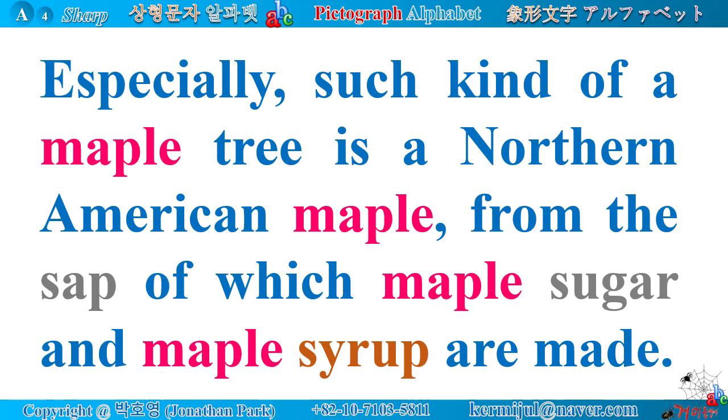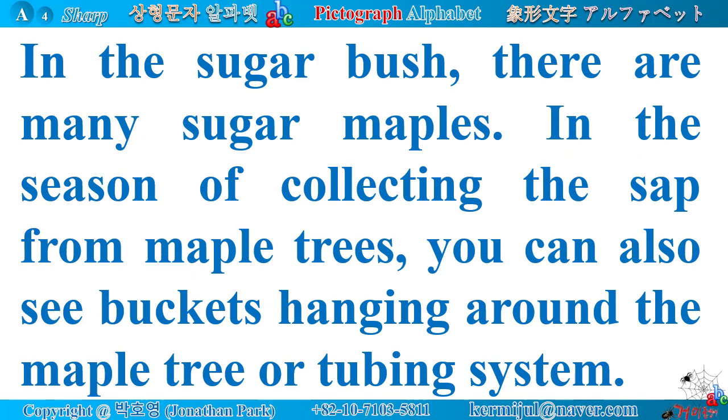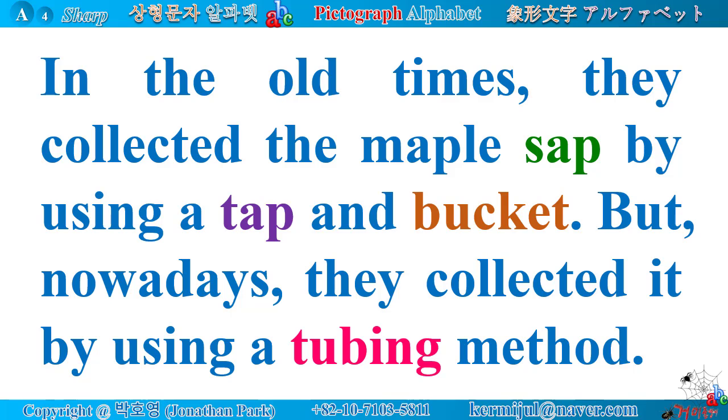Especially, such a kind of maple tree is a North American maple, from the sap of which maple sugar and maple syrup are made. In the sugar bush, there are many sugar maples. In the season of collecting the sap from maple trees, you can also see buckets hanging around the maple tree or a tubing system. In the old times, they collected the maple sap by using a tap and bucket. But nowadays, they collect it by using a tubing method.